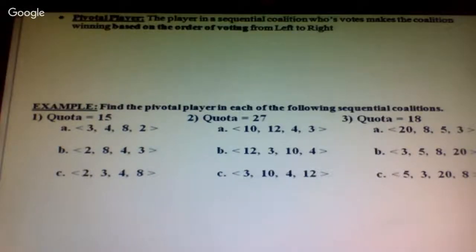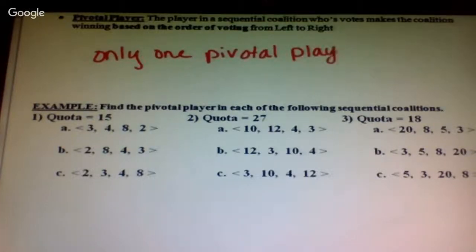There's only one pivotal player. Unlike Banzhaf, where you could circle several critical players, we only have one player that is pivotal. So what we do is we go to each sequential coalition and we start adding from the left. So we're at 3. 3 plus 4 is? 7. Plus 8 is? 15. I've hit my quota. 8 is pivotal. It's that simple. That's why the order is different.